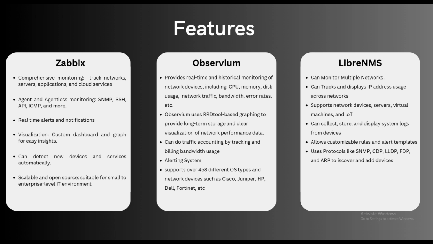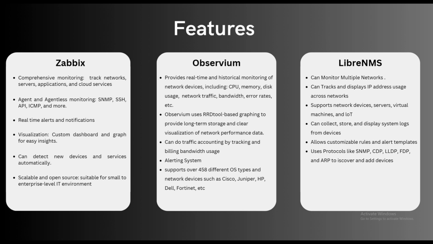So for Observium, it provides real-time and historical monitoring of network devices such as CPU, memory, disk usage, network traffic, bandwidth, error rates, and many more. Observium also uses RRDtool-based graphing to provide long-term storage and clear visualization of network performance data. It can also do traffic accounting by tracking and billing bandwidth usage. It also has an alerting system, and it also supports over 458 different OS types and network devices such as Cisco, Juniper, HP, Dell, Fortinet, etc.